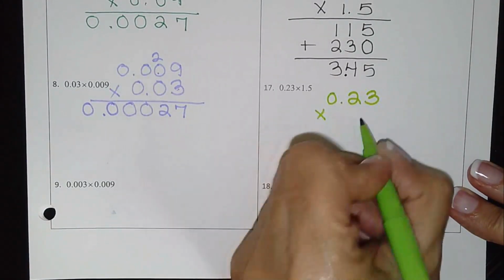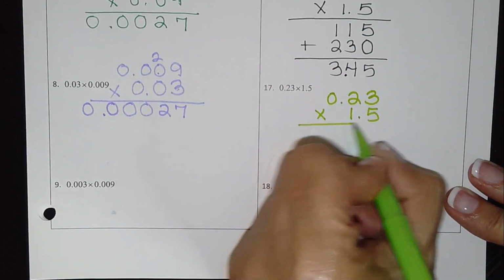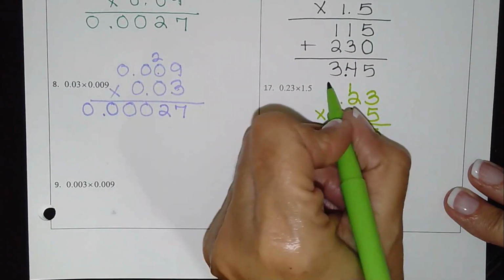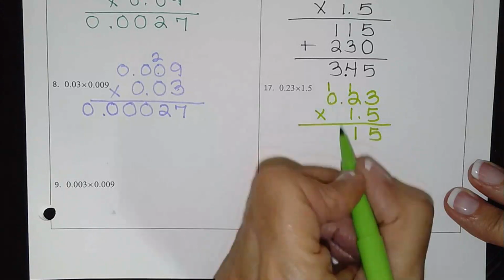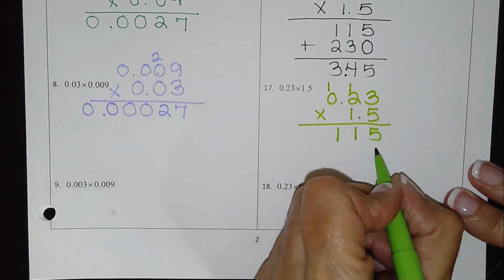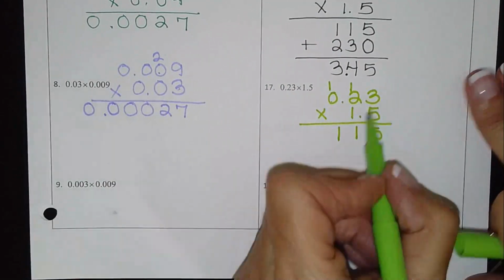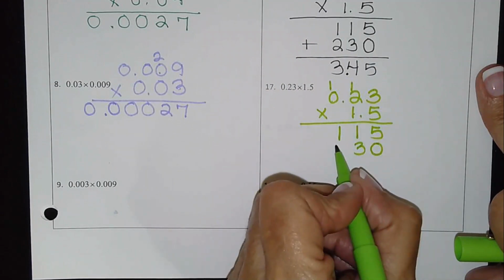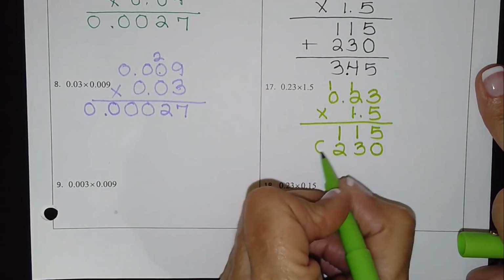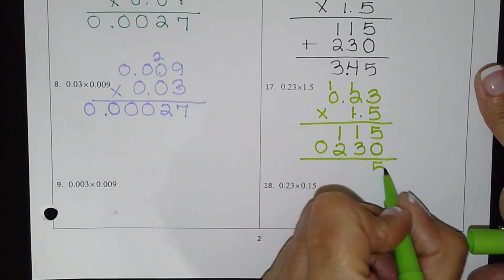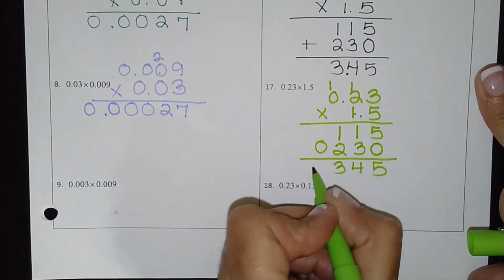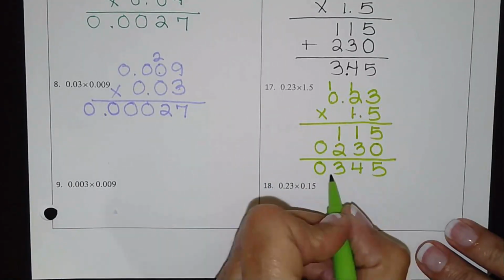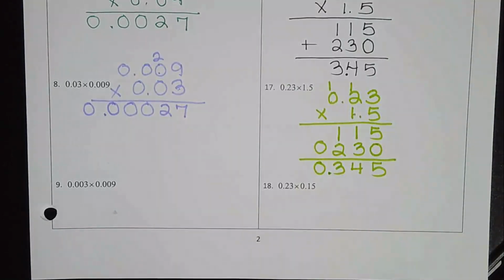0.23 times 1.5, 15, carry our 1, 10 plus 1's 11, carry our 1, 0 plus 1 is 1. Need a second row, so we immediately drop our 0 and start multiplying. 3 times 1 is 3, 1 times 2 is 2, 1 times 0 is 0. So that gives us 5, 4, 3, 0. And 1, 2, 3 decimal places, so 0.345, just as we predicted.